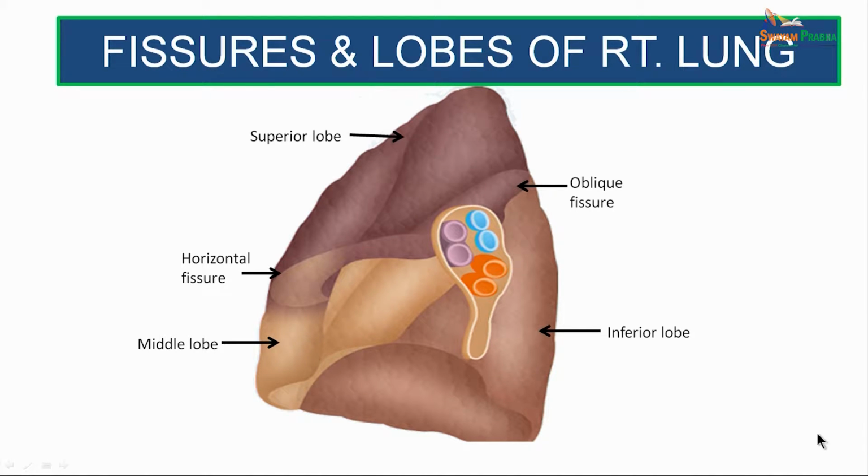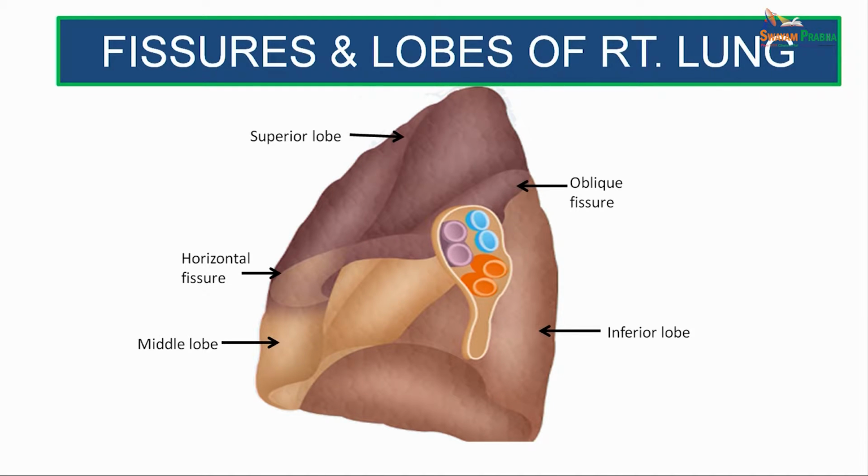Now, having seen the relations of the lung at various aspects, we see the fissures and lobes of the lung. The lobes are superior and inferior, separated by an oblique fissure. That is the most commonly seen one.